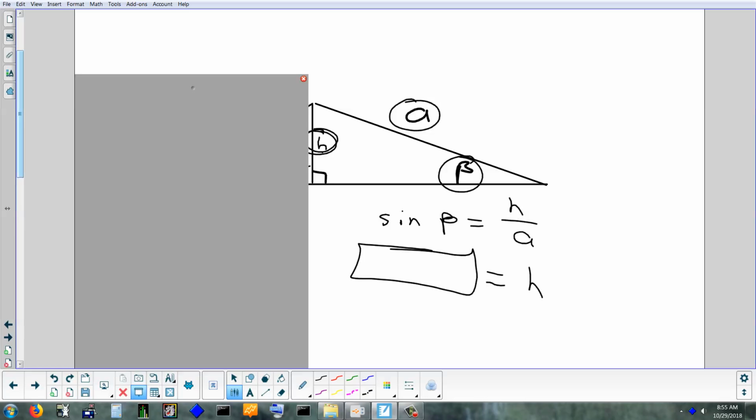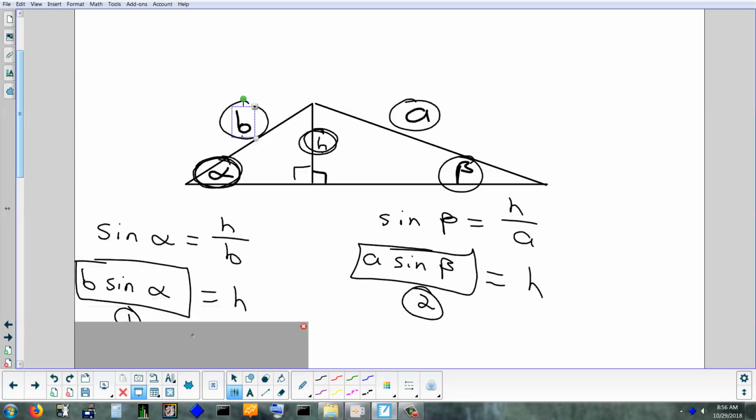Now I want to get h by itself again. So how would I do that? Yep. Multiply a by the left side and the right side. And on the right, multiply both sides by a. And there's a formula for h. Another formula. Same h that we just had before, but a different formula. So box 1 gives me a formula for h. Box 2 gives me a different formula for h.